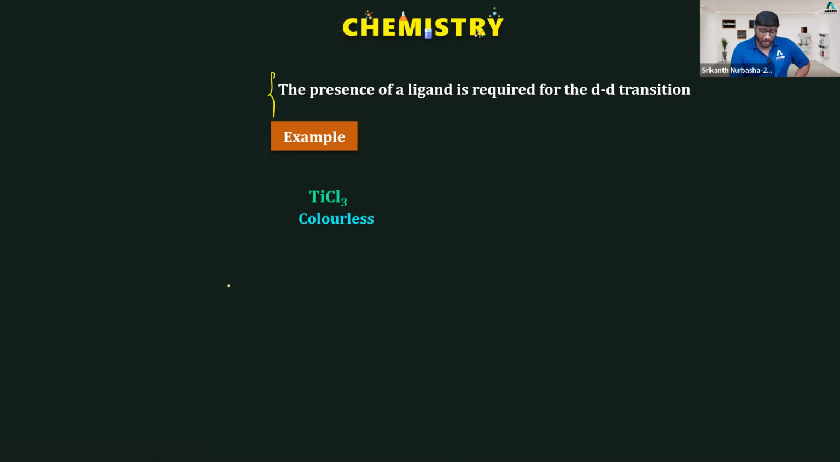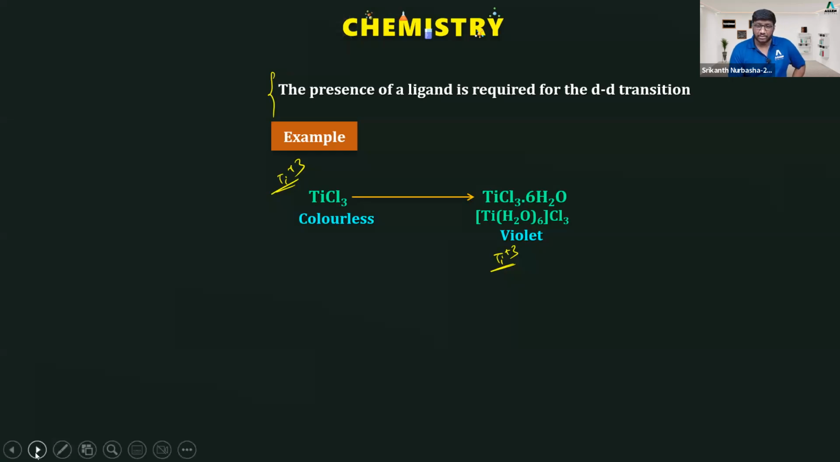So titanium trichloride is colorless. Whenever you add water, you will form [Ti(H2O)6]Cl3. Here also titanium is in the +3 state. What is the electronic configuration? d1 or d2 or d3? d1. So we have a d electron, so d-d transition is possible. But d-d transition is possible only in complexes. TiCl3 is colorless because it is not a complex. If you heat [Ti(H2O)6]Cl3, again you form titanium trichloride, which is again colorless.